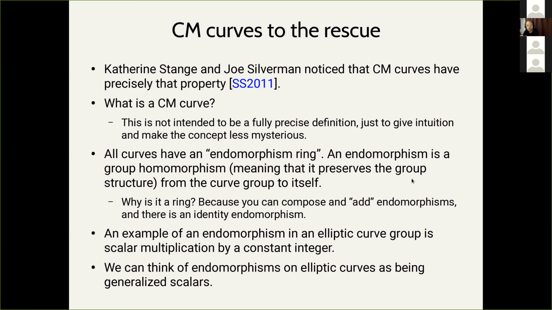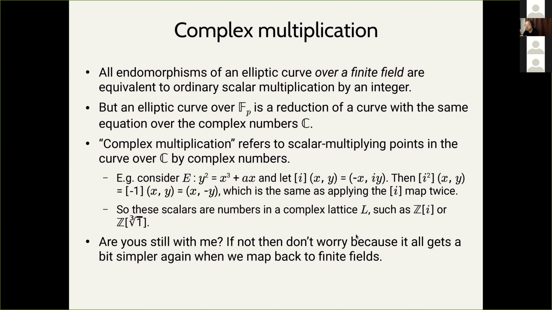An example of this is scalar multiplication by a constant, which is an endomorphism. You can easily check that. But what you can do is to consider any possible endomorphism of an elliptic curve group as being like a generalized scalar. So normally we're used to scalars being integers, but think of any endomorphism as being a scalar. This is just one possible way of explaining it that I find.